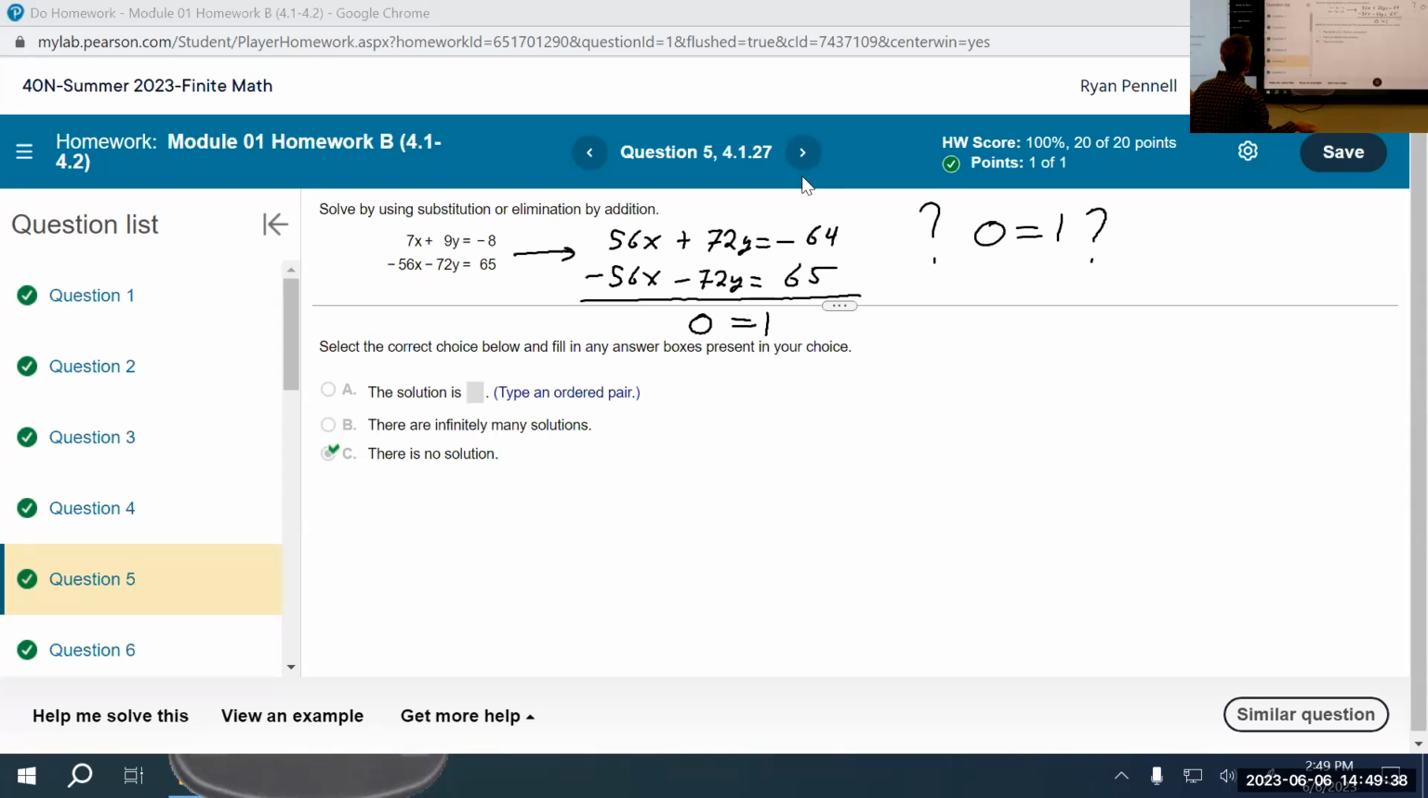So that's going to happen. Sometimes you'll get something like 0 equals 0. If you get 0 equals 0, then that means they're the same line. There's infinite solutions. In this one, we got something like 0 equals 1. If you get 0 equals 1, that means it doesn't work. That's the idea. So I don't think there's a solution to this. So if we graphed it, we would see these must be parallel lines. So there's no solution.